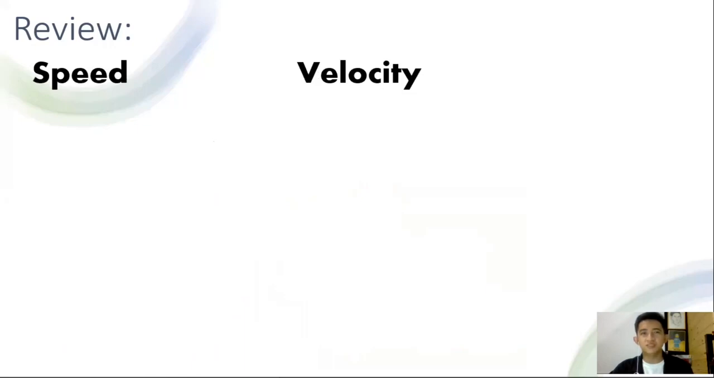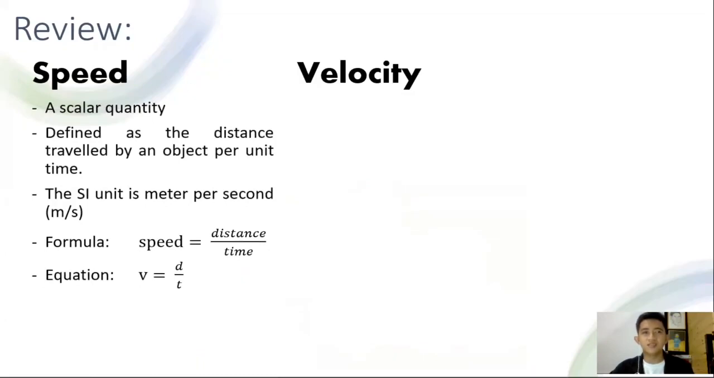What is speed and velocity? What's the difference between the two? Speed is a scalar quantity. It's defined as the distance traveled by an object per unit time. The SI unit, the System International Unit of speed, is meter per second. The formula for speed is equal to the distance divided by the time. The equation for this is a small letter v is equal to d over t. Take note that the symbol for speed is small letter v and not s.